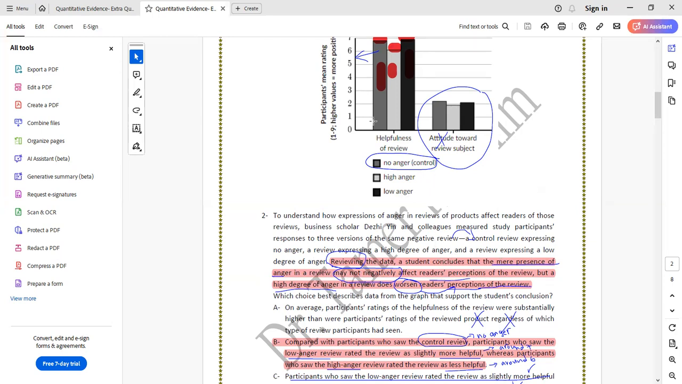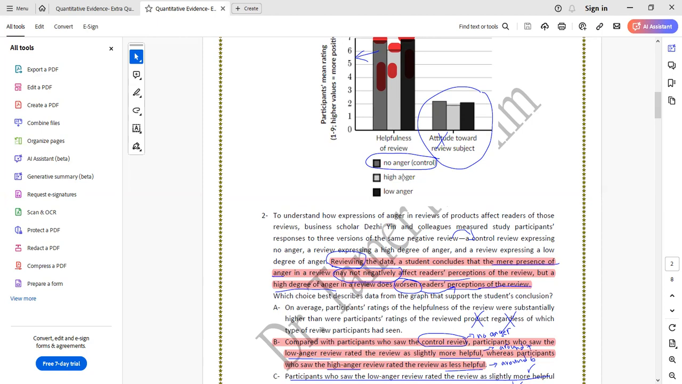Take care that he talks about the helpfulness of the review. He doesn't talk about the attitude at all toward the review subject. He didn't talk about the attitude. He talked about the helpfulness of the review. So I don't care about the attitude at all. And I want to support this, that mere presence would not affect anger, or mere presence will not affect the perception or the helpfulness of the topic, but high anger will worsen it.